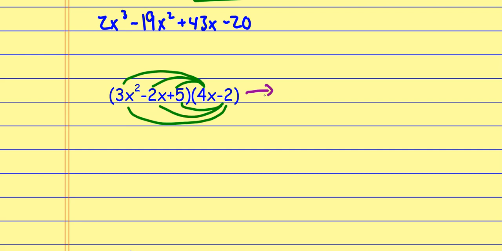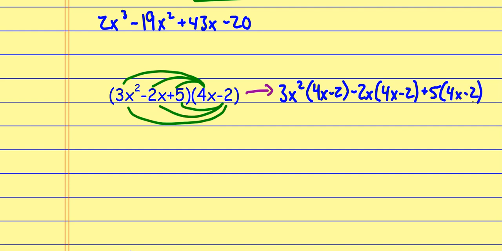Let's do it without the shortcut and just say, hey, let's take the first term, which is the 3x squared, and distribute it to the 4x minus 2. And now I take the next term, the negative 2x, and distribute to the 4x minus 2. And now take the next term, the plus 5, and distribute it to the 4x minus 2. See, I have 3 terms, so I just do the distributive property 3 times. I do the distributive property with each of those terms. And that's it. Now I go ahead and distribute.